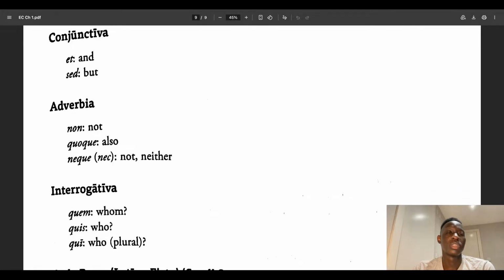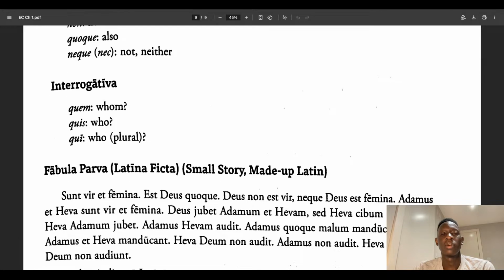Conjunctiva: et, and; said, but. Adverbia: non, not; quoque, also; neque, not, neither. Interrogativa: quem, who, whom; quis, who; qui, who, plural.